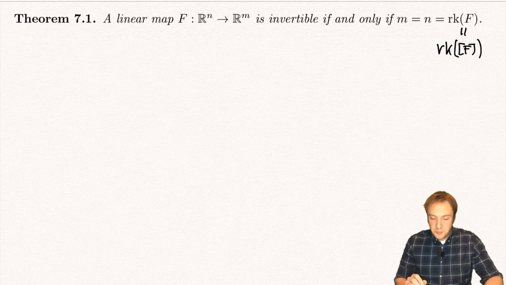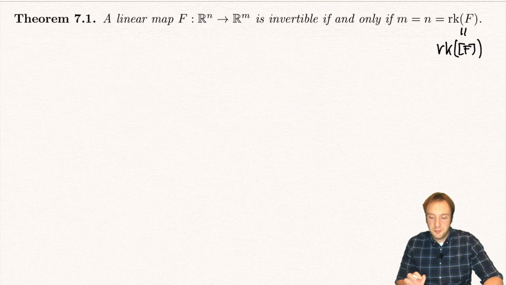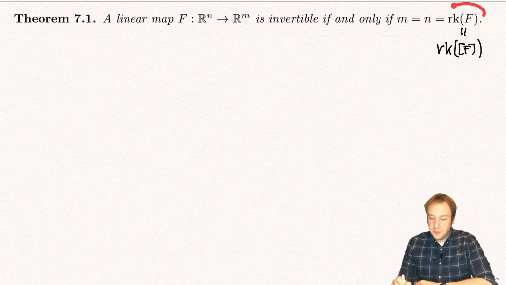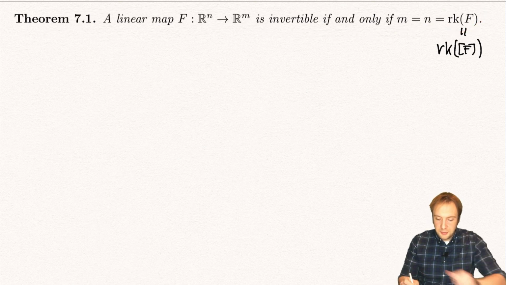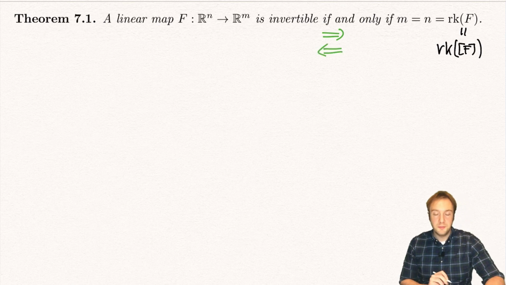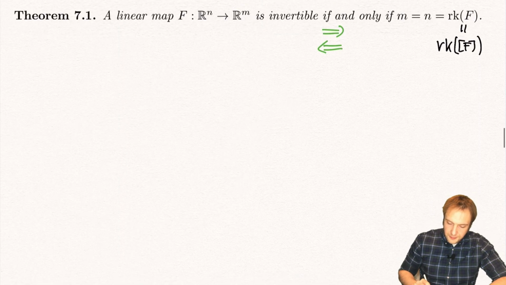So here we need to show 2 directions. We want to show that if f is invertible, then this n needs to be m, and it needs to be equal to the rank. And also the other direction: if the rank equals m and n, then this map is invertible. So we want to prove this direction, and we also want to prove this direction. So let's prove this.